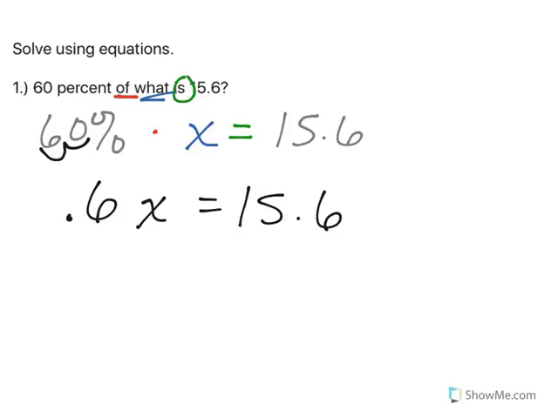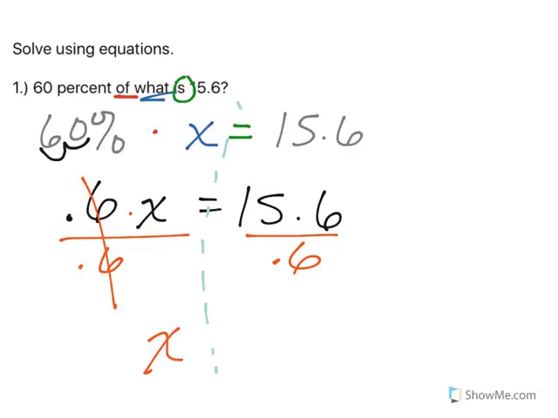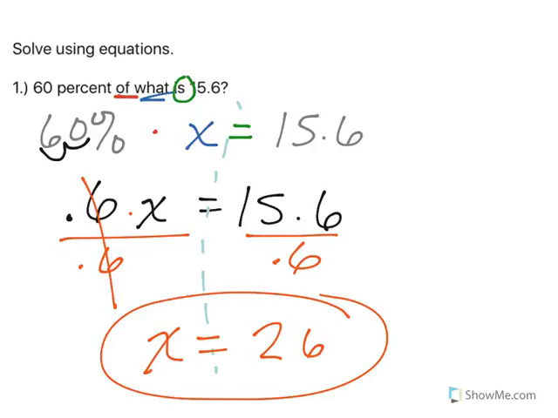Now I can solve this. The equal sign splits it in half. Whatever I do to one side, I have to do to the other side. So I'm going to divide by the number in front of the variable, because this is 0.6 times x. To undo multiplication, I divide. 0.6 divided by 0.6 is 1. So I just have 1x equals 26. And so my answer is 26.